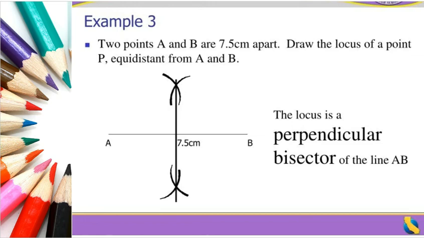As A and B are 7.5 centimeter apart, we will open our compass more than half of this line. Half of the line is 3.75, so we will open our compass more than 3.75. It can be 4 centimeter, 4.5, 5.5, 6.5, 7. Till 7 we can open our compass. From both points we will mark arcs above and below, and then draw a straight line passing through the intersection of these arcs. Again, I am repeating that for a perpendicular bisector, we will open our compass more than half of the line.